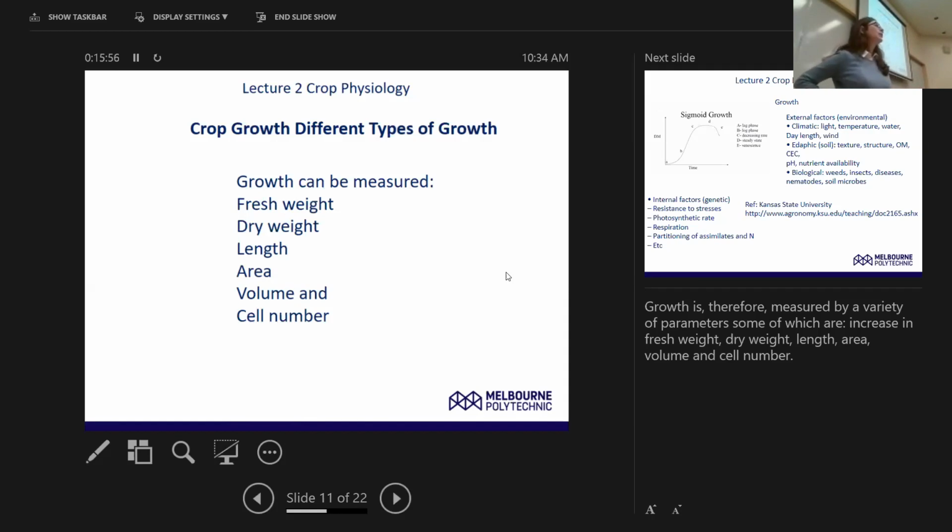Other components that we can measure are the length or the area, the volume, and cell number. Cell number is ideal, but extremely difficult to do. And basically, you have to take sections, you have to stain them, fix them, and put them on a microscope, and then count them. And then you apply a formula. So if you've counted a number of sections, that represents the percentage area of that particular organ or component of the plant, and then you multiply that up to give you the final cell number. It's quite difficult to do that.